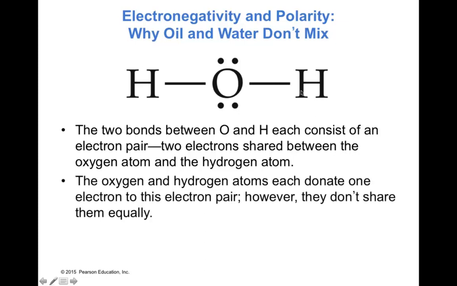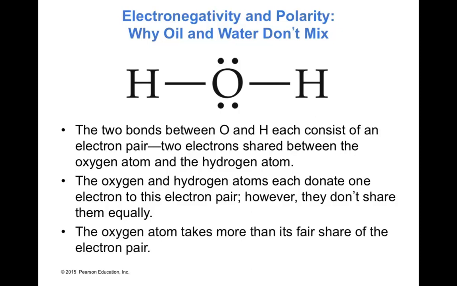The oxygen and hydrogen atoms each donate one electron to this electron pair. However, they don't share them equally. The oxygen atom takes more than its fair share of the electron pair. So if we think of the two electrons sharing the middle, the oxygen for some reason pulls them closer to itself, so the electrons are closer to the oxygen and farther away from the hydrogen. The oxygen can pull them more than the hydrogen.